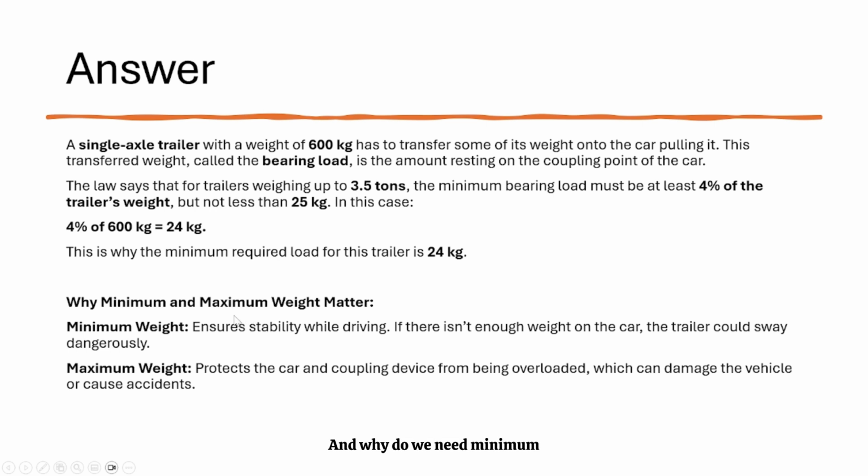Okay, and why do we need minimum and maximum weight? Minimum weight ensures stability while driving. If there isn't enough weight on the car, the trailer could sway dangerously. And the maximum weight protects the car and the coupling device from being overloaded, which can damage the vehicle or cause accidents. That's all with this video.